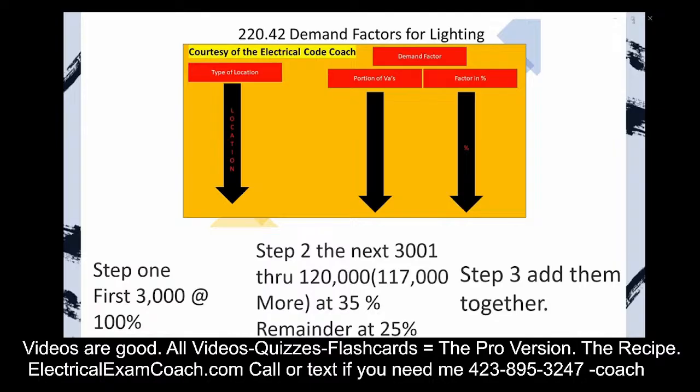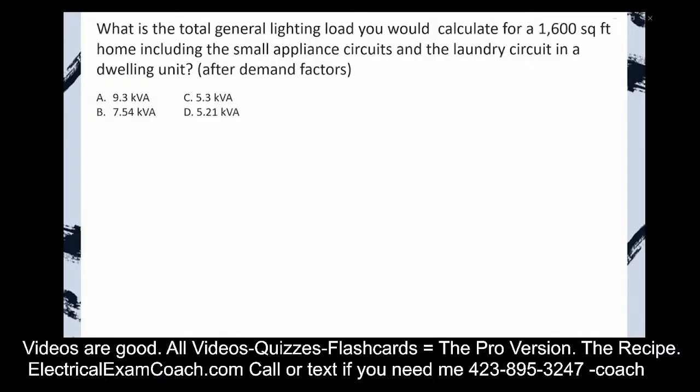What is the total general lighting load you would calculate for a 1,600 square foot home, including the small appliance circuits and the laundry circuit in a dwelling unit after demand factors? I want to note that on your examination, they will not mention the small appliance and the laundry circuits. You just have to know that anytime you're doing the total general load or you're doing a whole house load calc, you have to tack on that 4,500 VAs.